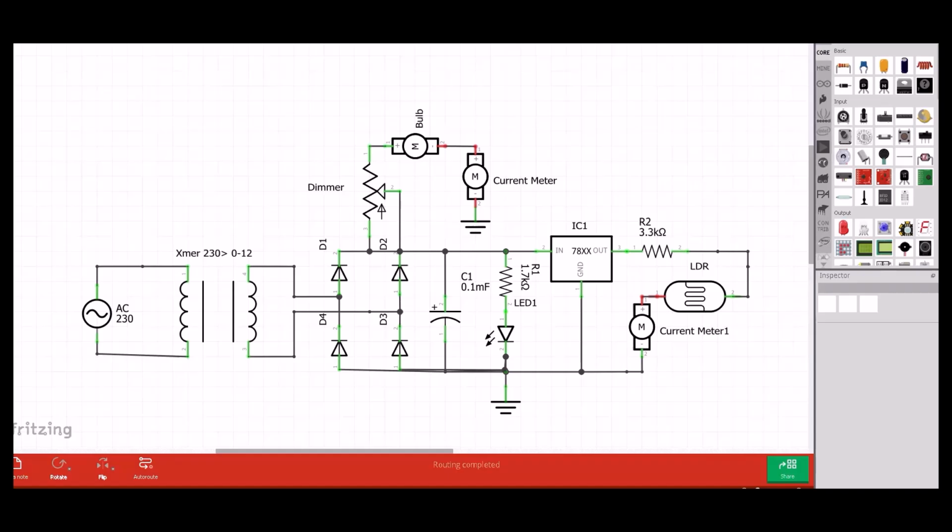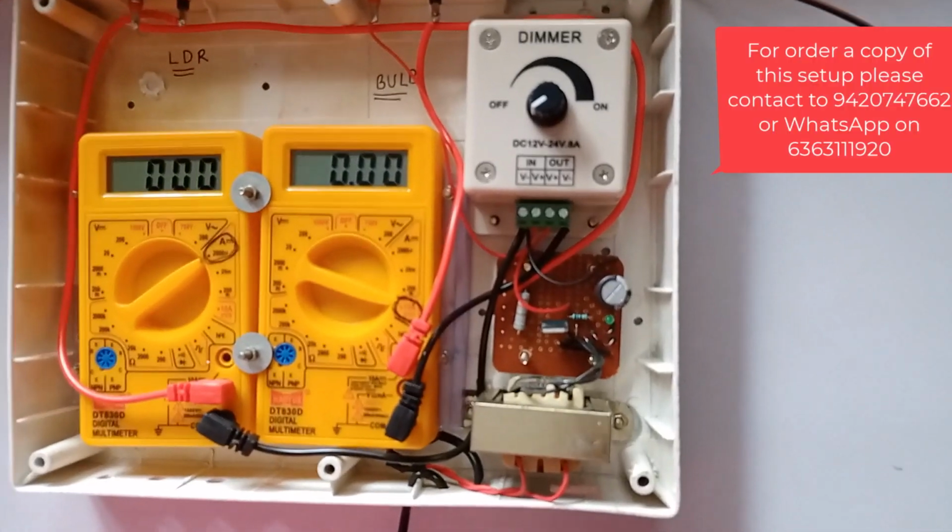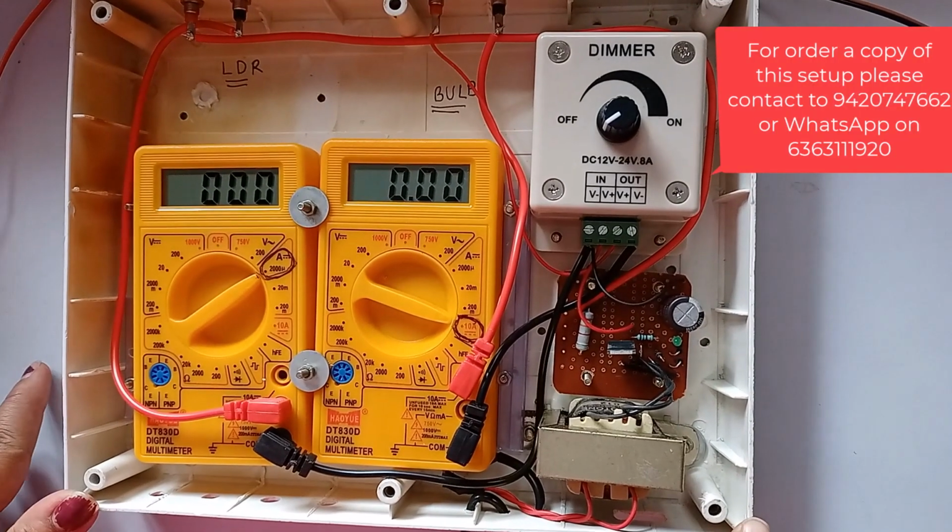I hope you found this simple circuit useful, and you can continue with the further video. Thank you for this. This is our demonstration for the LDR experiment.